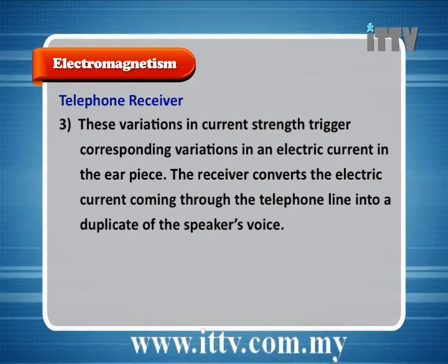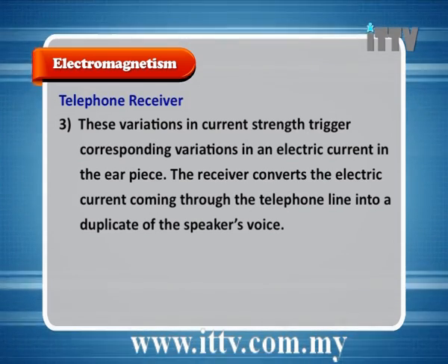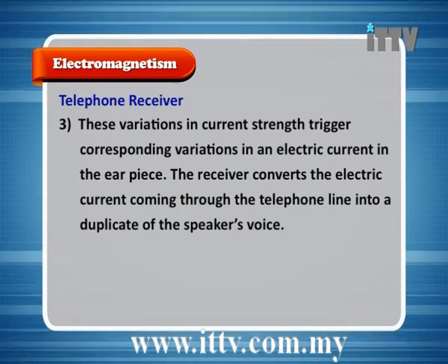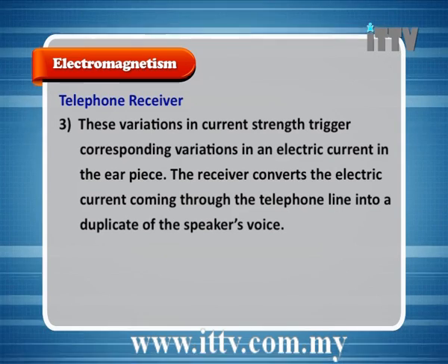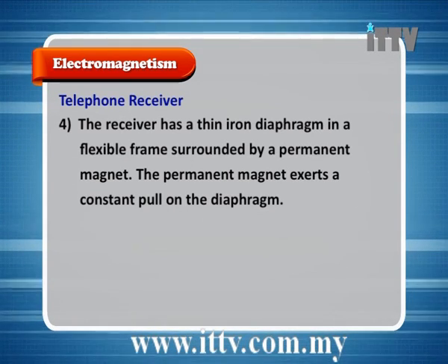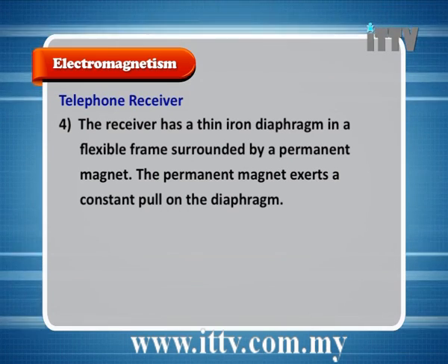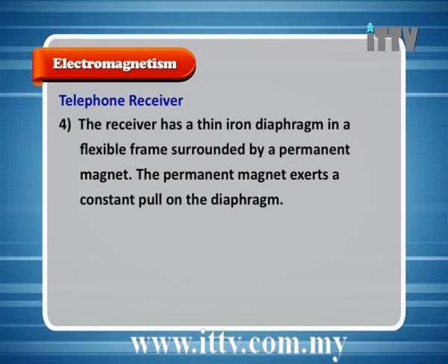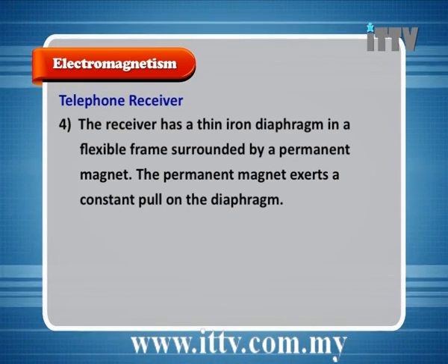The receiver converts the electric current coming through the telephone line into a duplicate of the person's voice. The receiver has a thin iron diaphragm in a flexible frame surrounded by a permanent magnet. The permanent magnet exerts a constant pull on the diaphragm.